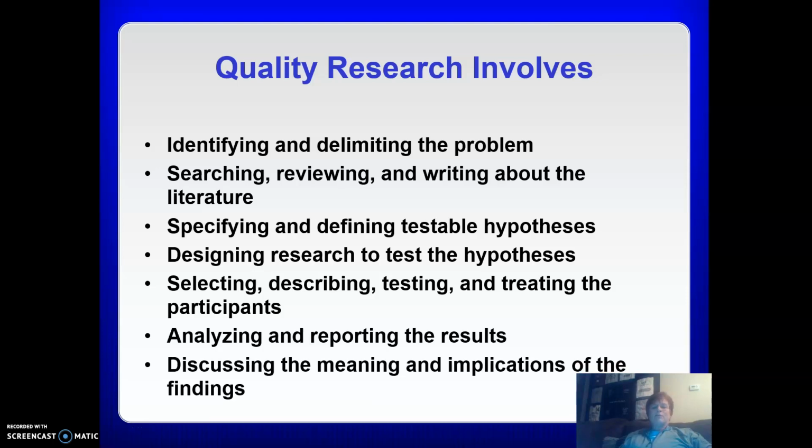And then finally, you'd also discuss what it means once you come up with your results. What's the meaning of those results, and what are the implications of your findings for future research?